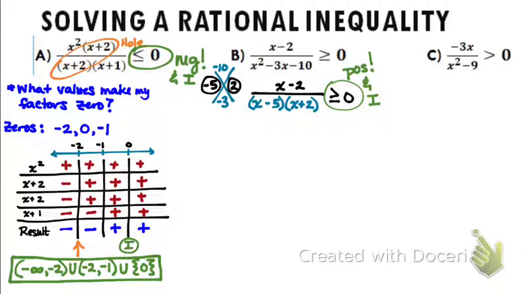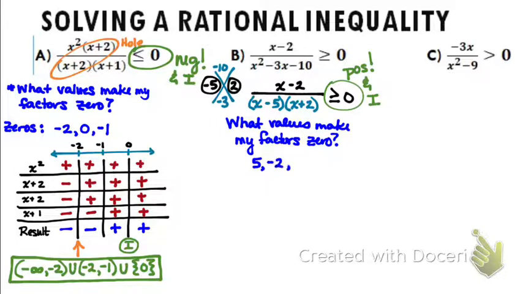So 2 questions here. What values make my factors 0? So what are those values that would make my factors 0? 5 and plus and minus 2. Yes. So I have 5, -2, +2.